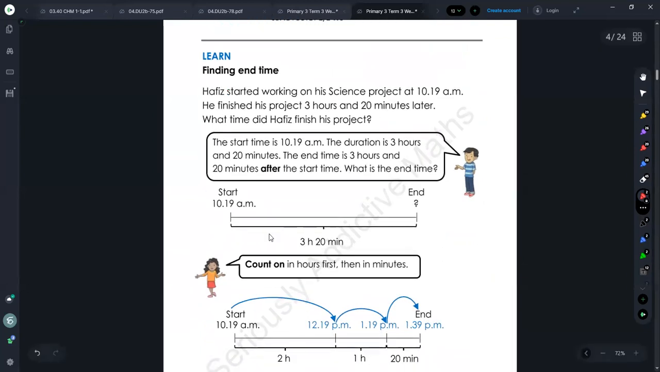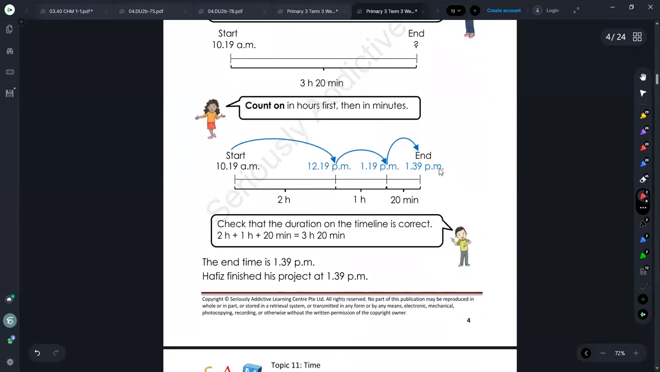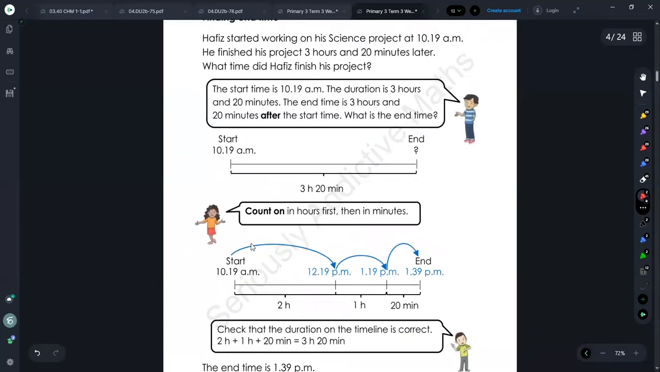So this is actually quite easy. They do the same thing with the timeline, start by drawing 10:19 a.m. and then the end time is a question mark. So if they are able to jump from 10:19 to 1:19 p.m., fantastic. But if they are not familiar with that, then again, I would suggest that you do the transition from AM to PM.